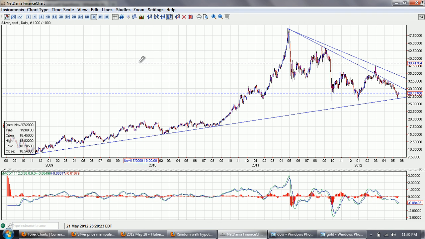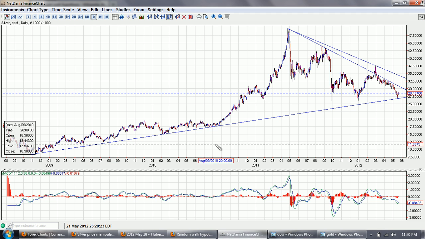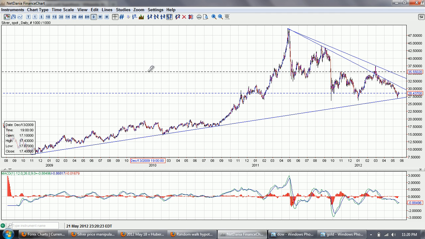Good evening, everyone. Time for another silver update. This is the daily chart of silver provided by netdania.com. You can click on the link below.